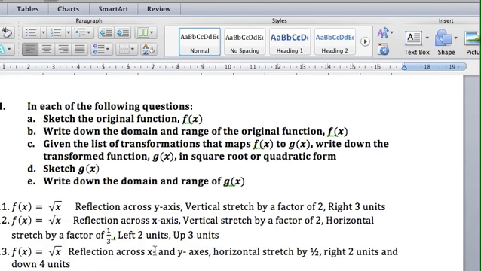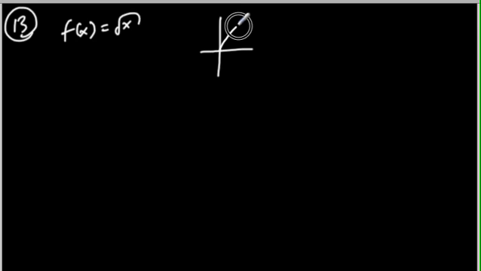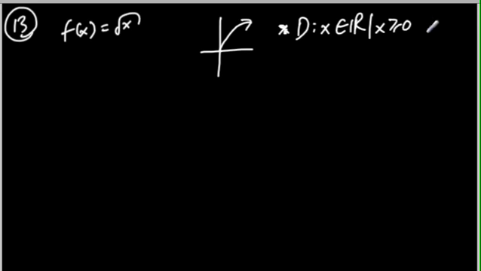Let's do number 13. So reflection across x and y, horizontal stretch by half, right 2, down 4. Okay, so this is number 13. So here's my f of x as always. Sorry, my domain. X is an element of reals, x is greater than or equal to 0. Range, y is an element of reals, y is greater than or equal to 0.